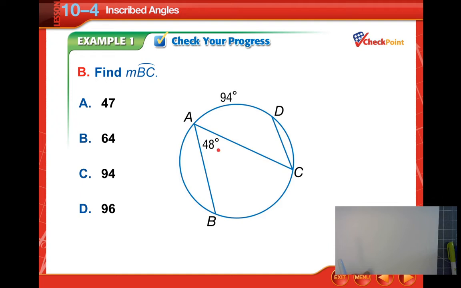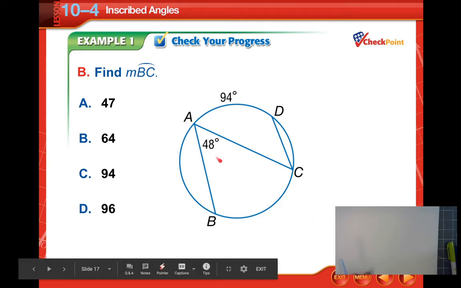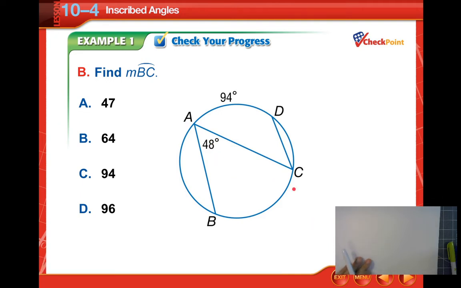Similarly, B to C, since we're going bigger, it's like a crescendo if you're a music person. We're going from 48 to the arc. That's double 48. That'd be 96. Hopefully that makes sense. These are inscribed angles.